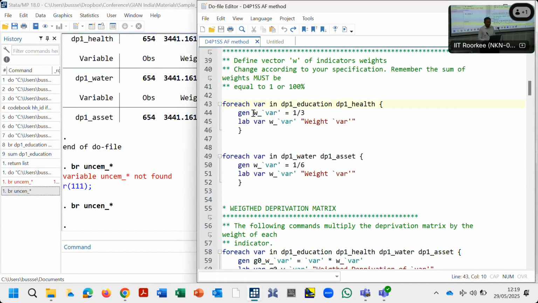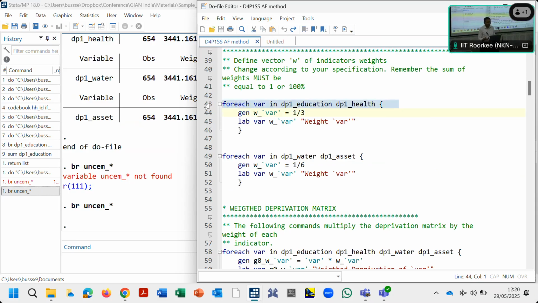So suppose we have decided to give education and health 1/3 each, and we have decided to give water and asset 1/6 each. That's for the exercise. I'm not going to try to be democratic or whatever. For this exercise, I've just decided to take the liberty to choose one. So you have defined the weights.